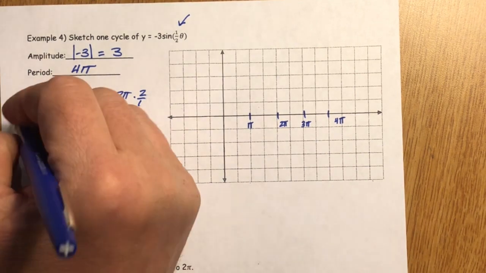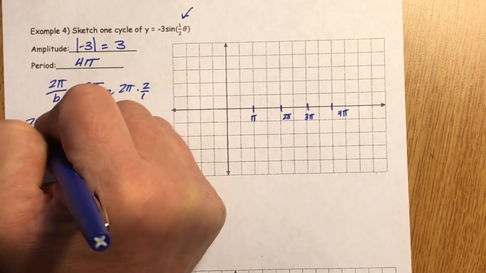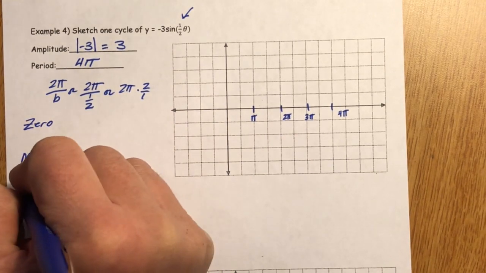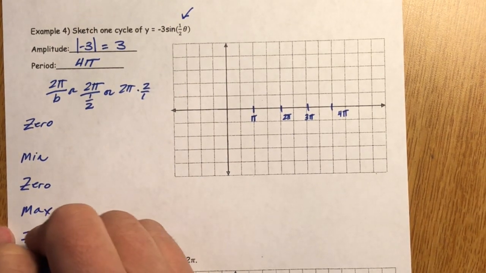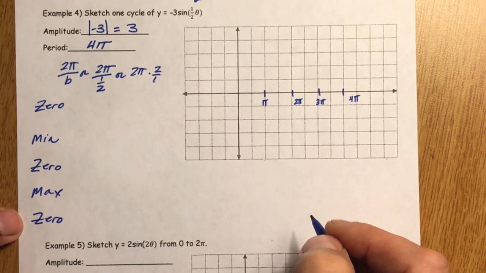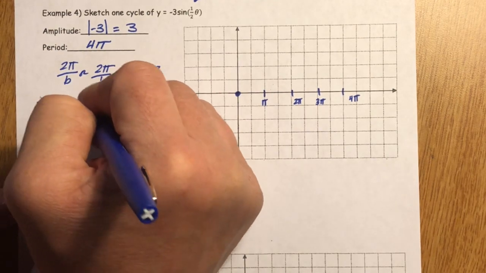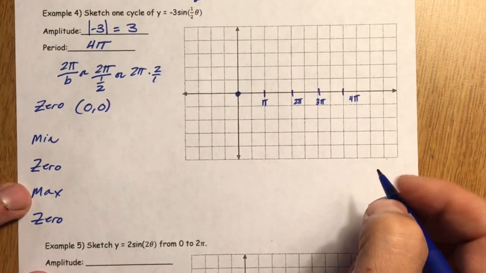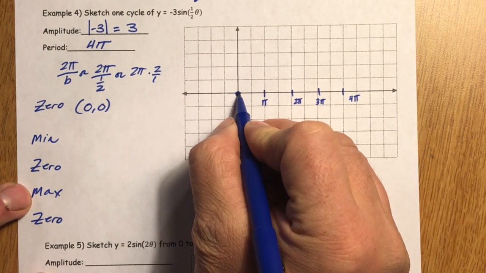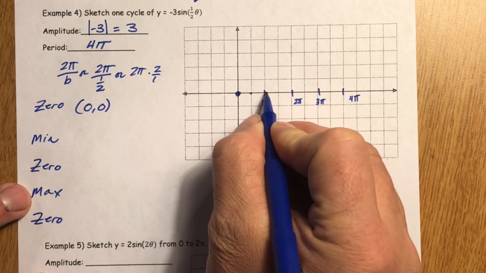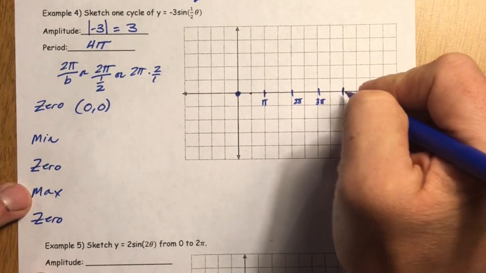Okay. So my 5 important key points here are my 0, minimum, 0, max, and 0 again. All right, so we know that we're starting at 0, 0, that standard position. And what I did was this. I know 4 pi. So what I did was I just skipped and I went half a pi, pi. There's 1 pi, 2 pi, 3 pi, and 4 pi. All right, this is 4 pi right there.